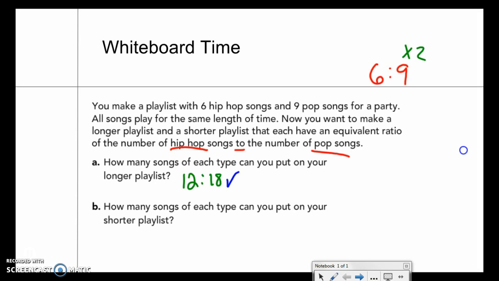Now let's go to part B. How many songs of each type can you put on a shorter playlist? So now we're trying to make the playlist a little bit shorter. It has to be the same, like an equivalent ratio. So we know if it's going to be shorter than 6 to 9, it needs to be a division problem. You're going to divide 6 by something and 9 by something. So I'm going to choose an even number. I'm going to choose 3. 6 divided by 3 will give me 2. And 9 divided by 3 will give me 3. Okay, all of those are equivalent ratios.